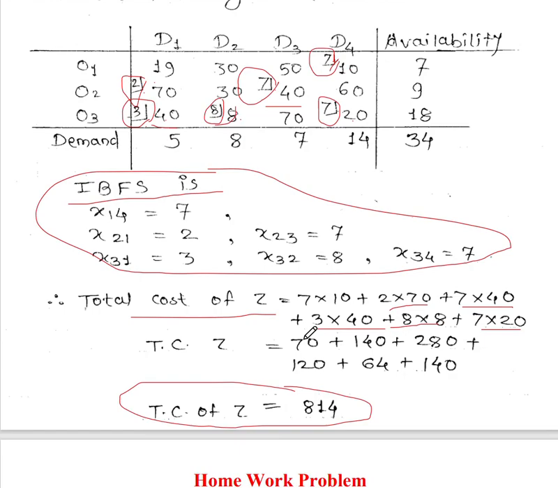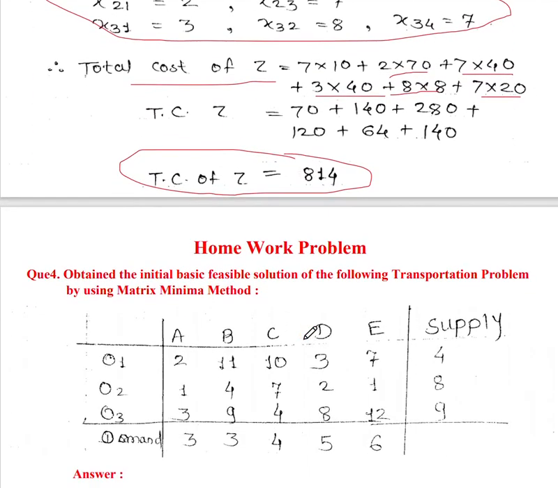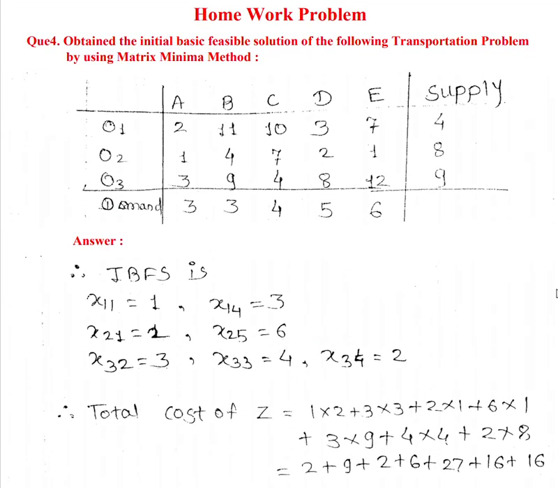I will give you one homework problem to solve. What is the problem? Find the initial basic feasible solution of the following transportation problem by using the matrix minima method. Here you have to apply the same method to find the initial basic feasible solution. This is the transportation table: origins O1, O2, O3, supplies 4, 8, 9, and demands 3, 3, 4, 5, 6, and these are the destinations A, B, C, D, E.